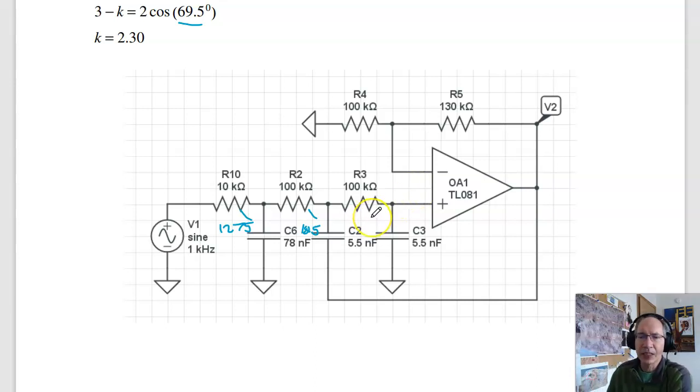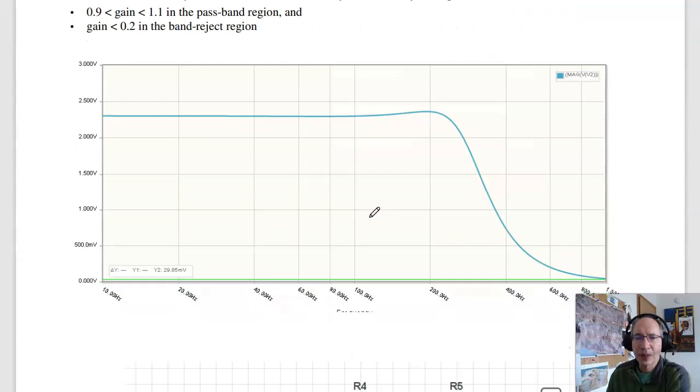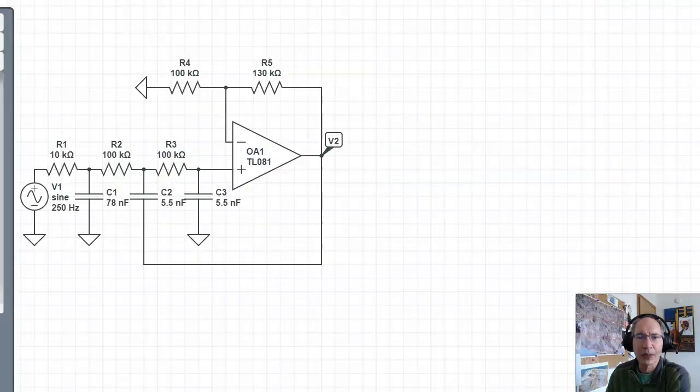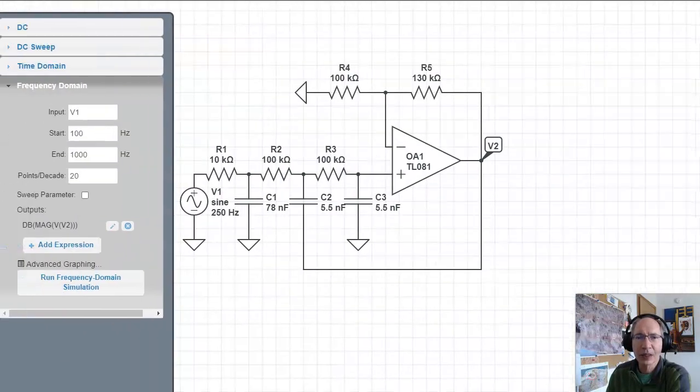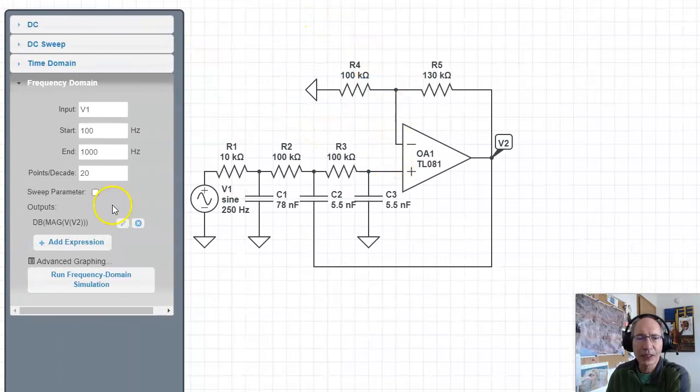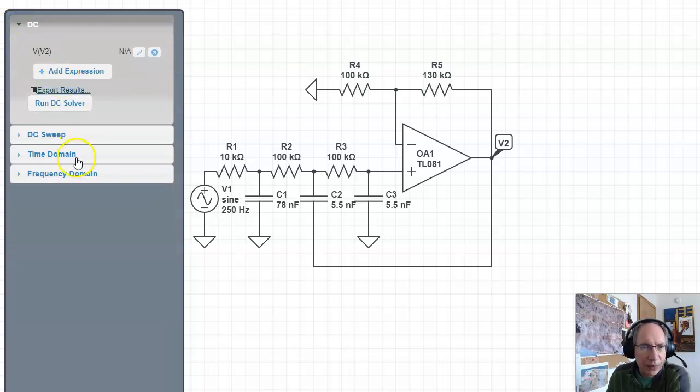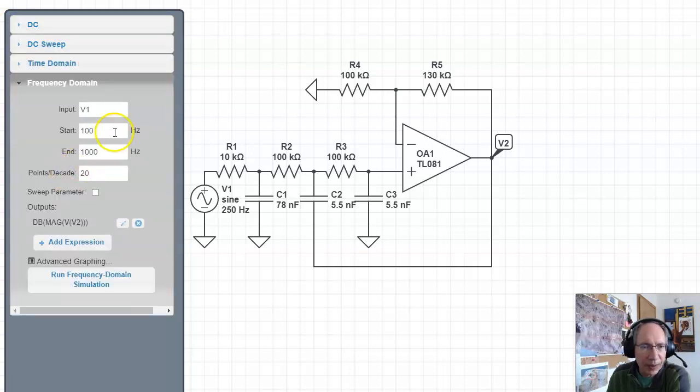Now check in CircuitLab. In CircuitLab, let's go there. I can build the circuit, and if I go under frequency domain, I can say I want to sweep V1. I'm going to start at 100 Hertz, go to 1000 Hertz, and let's have 100 points per decade, not that many decades. And we'll look at V2.